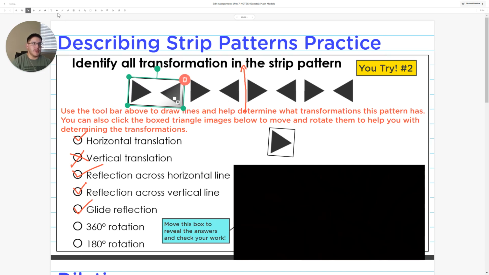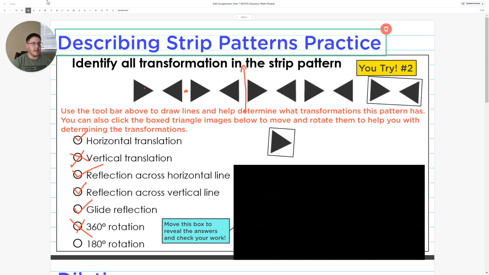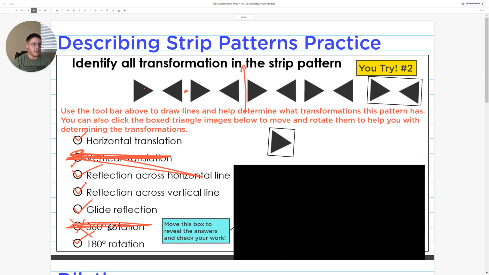So like if you put a point right here, for example, and we try and rotate it 360 degrees, it'll just go back to the original. So 360 degrees does not make sense. 180 degrees, yes, because that means we're moving it halfway around a particular point. And then we could just do that indefinitely to create each image. So 180 degree makes sense. Again, the only two that don't are vertical and 360 degree. Everything else does make sense.